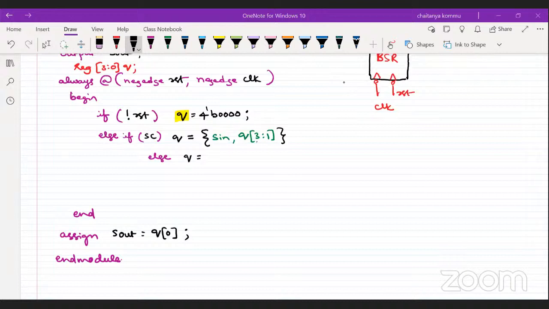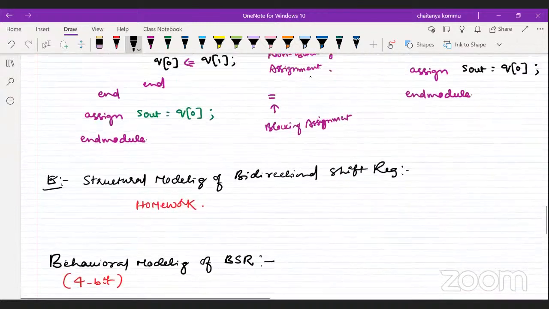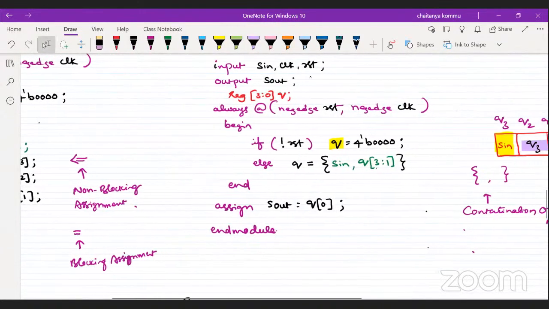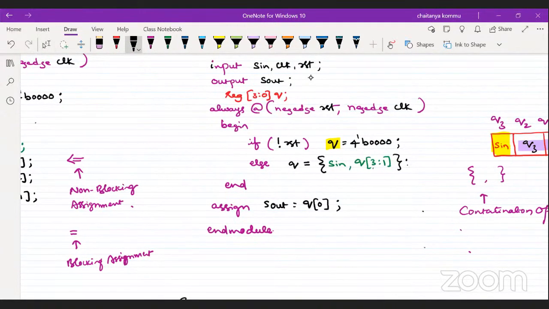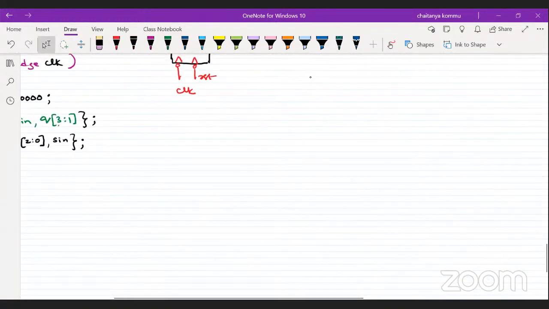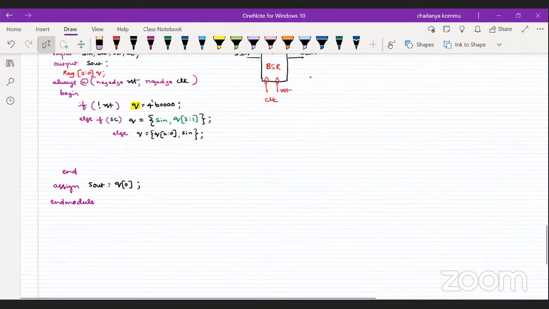One of our friends has suggested that I write something like this. It is Q of 2 down to 0 with SIN. Very good, thank you very much. Sorry, I forgot to write the semicolon here. Here also I need to write a semicolon. I think I forgot in the previous one also. Please put a semicolon there. Okay, that's it.